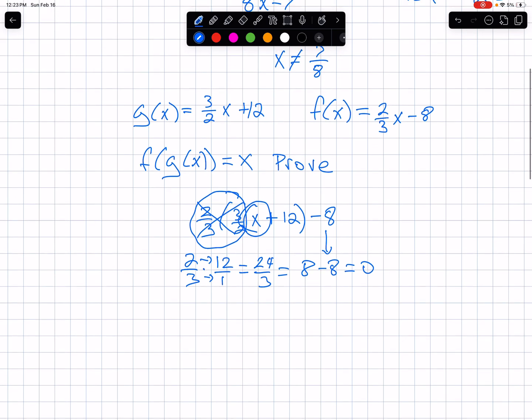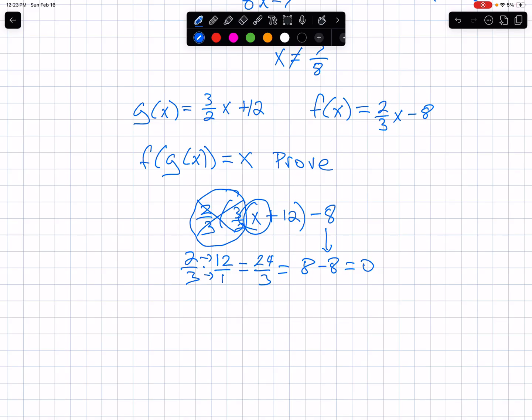And it doesn't matter whichever way, like if you even screwed up and wrote g of f of x, it still works. So technically it doesn't matter which way you plug it in. But I would just do f of g because it makes sense. F comes before g in the alphabet.